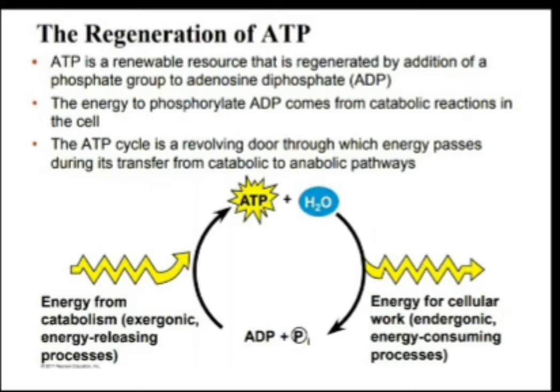Now this is the summary of ATP and ADP reactions. The catabolic reaction is exergonic, releasing energy. Whereas in hydrolysis, the energy is used for cellular work, that is, the endergonic, energy-consuming process, which releases energy and forms ADP plus a phosphate group.